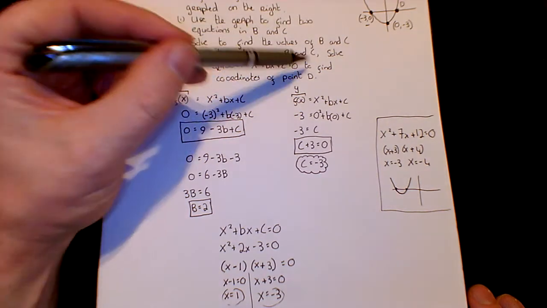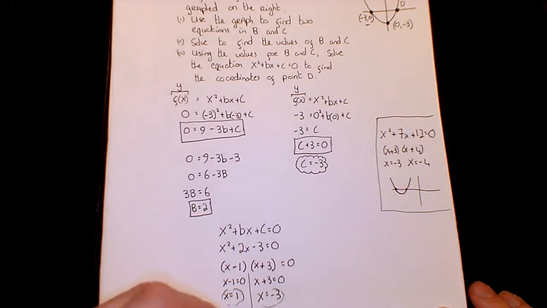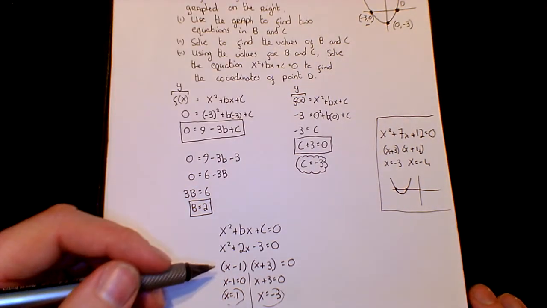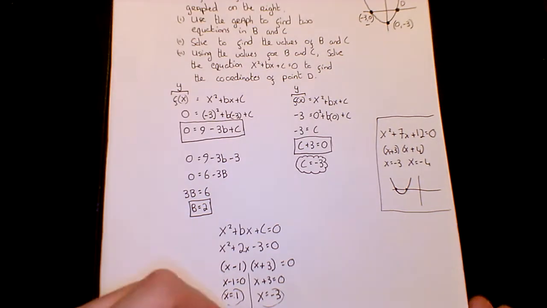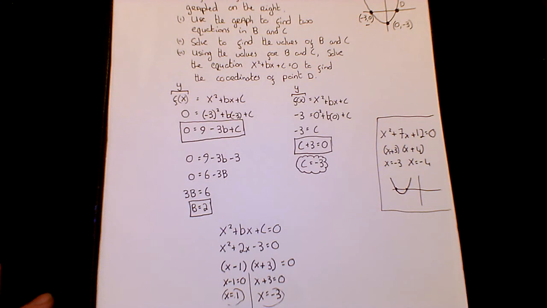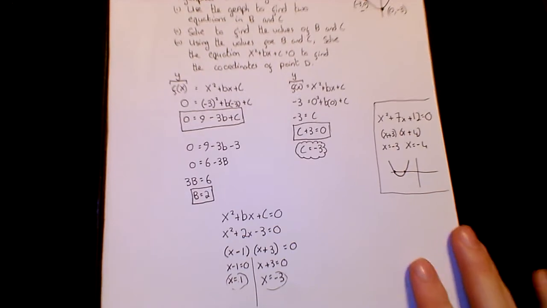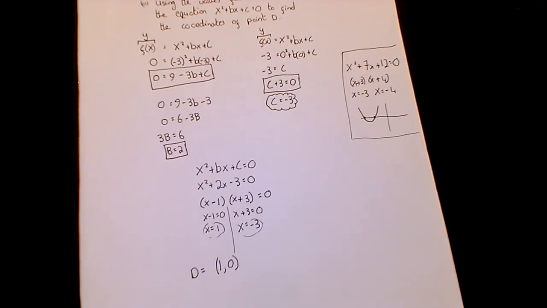And what do they want us to find out? Find the coordinates of D. Well, I know the x value is 1. I found it here. And what's the y value? Well, the point is on the x-axis, so the y value has to be 0. So that's the point D. So D equals 1, 0. And you can see it. Oh, there it is.